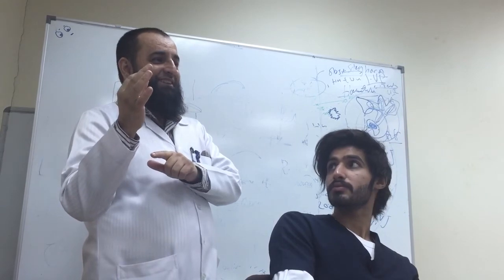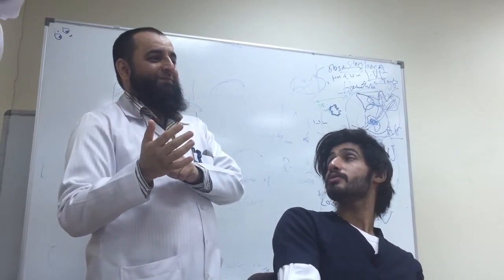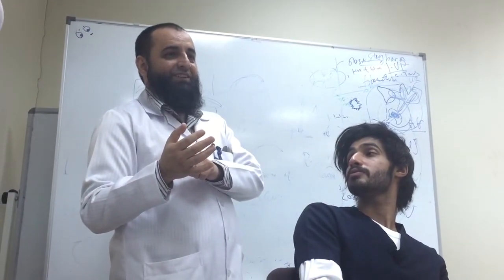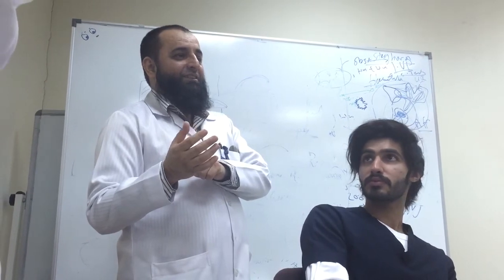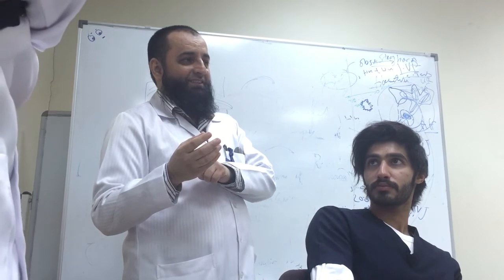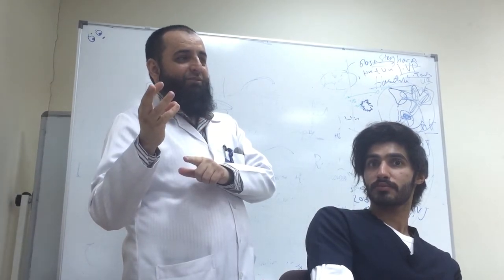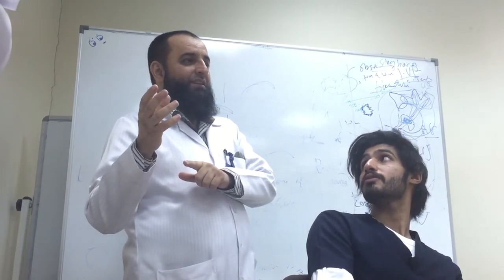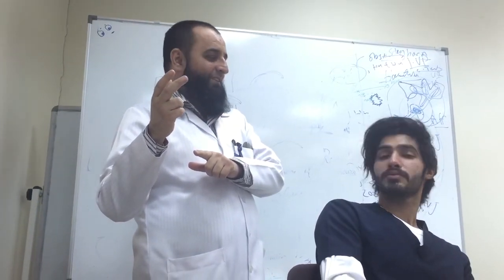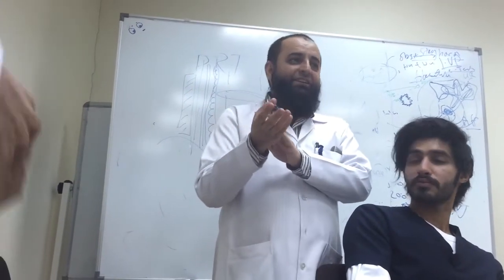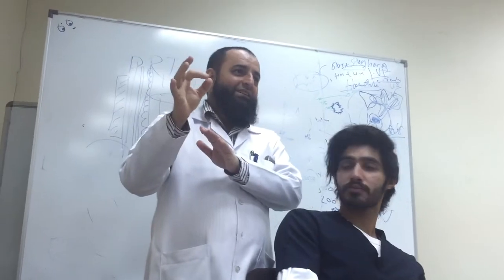lumbricals, first two lumbricals, then opponens pollicis, flexor pollicis brevis, abductor pollicis brevis, right? And first two lumbricals, right? This is LOAF, supplied by median nerve. So you will have wasting here, and they cannot perform these tests, right?